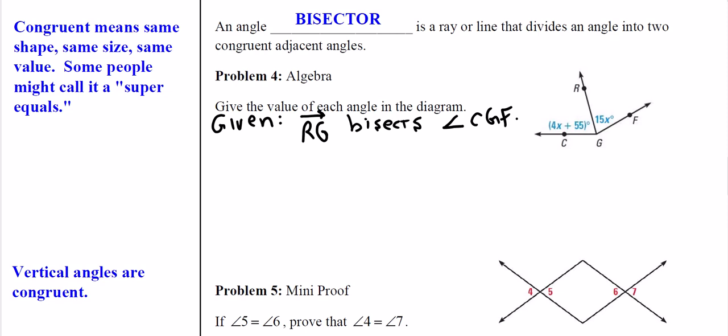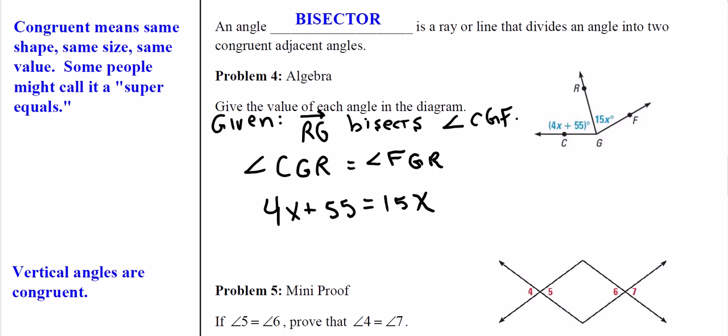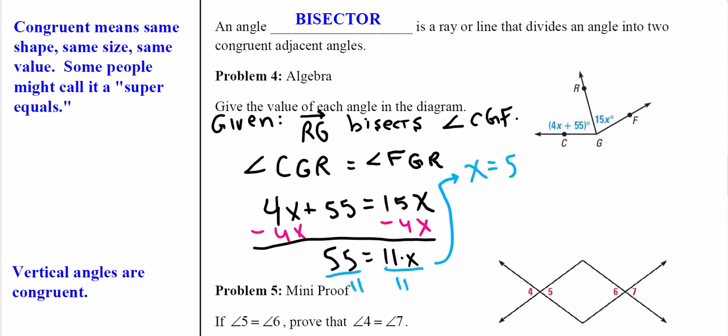So let's begin problem 4 by giving you the information that you need. In this case, we're going to give you the fact that ray RG bisects angle CGF. And if it does that, then it means it forms two equal angles, CGR and FGR. If we replace them with their appropriate expressions, we get this equation. If we subtract from both sides, we get this equation. And we get that x equals 5.